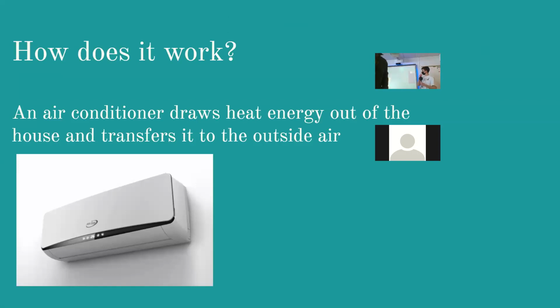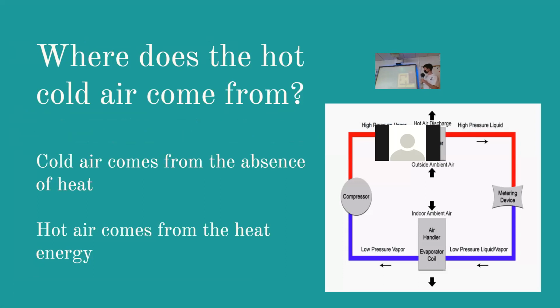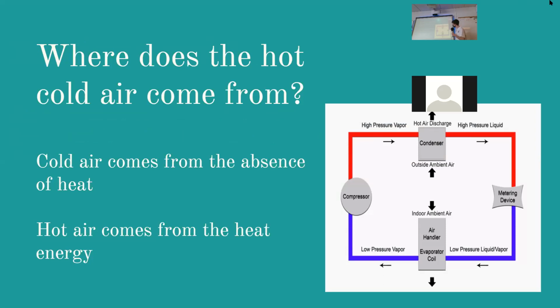So how does it work? An air conditioner draws heat energy out of the house and transfers it to the outside air. Where does the hot, cold air come from? Cold air comes from the absence of heat, and hot air comes from the heat energy. And here, there is a diagram that explains it.